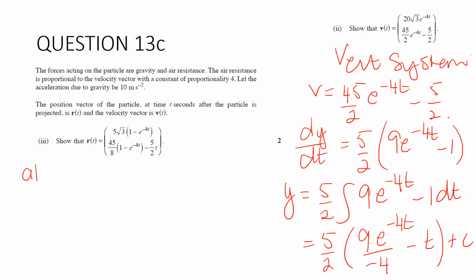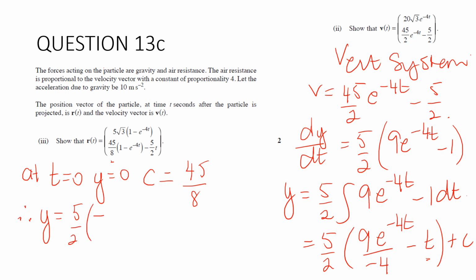At t is equal to 0, y is equal to 0, and so c is going to be equal to, that'll be 0, that'll be 1, it's going to be positive, 5 9s are 45 over 8. That looks nice, doesn't it? Okay, therefore, y will equal 5 halves negative 9 e to the negative 4t on 4 minus t plus 45 on 8.